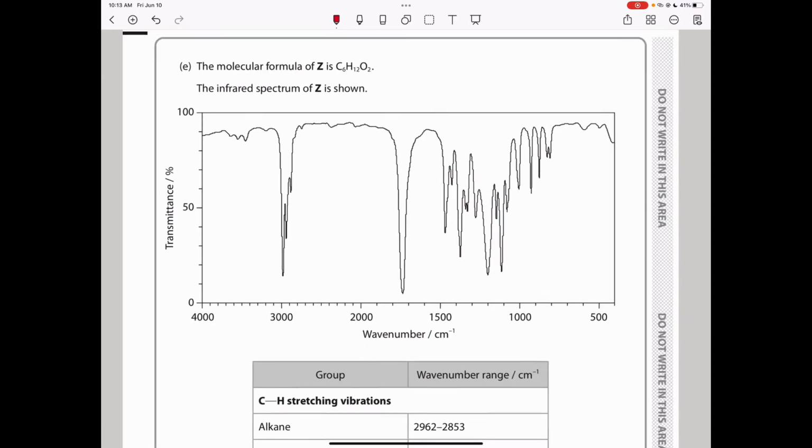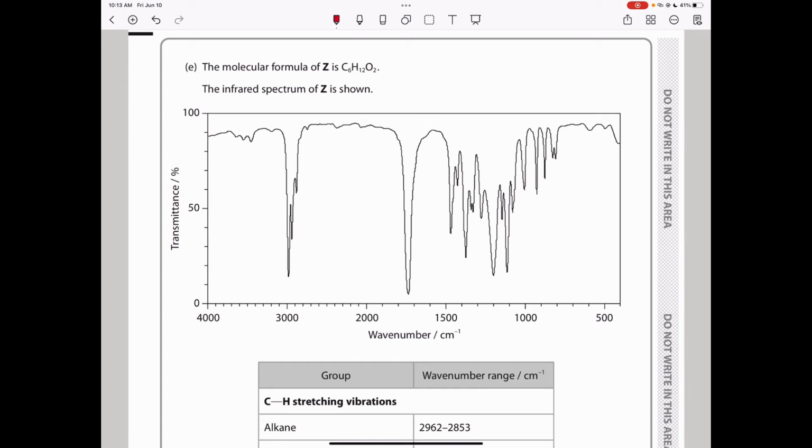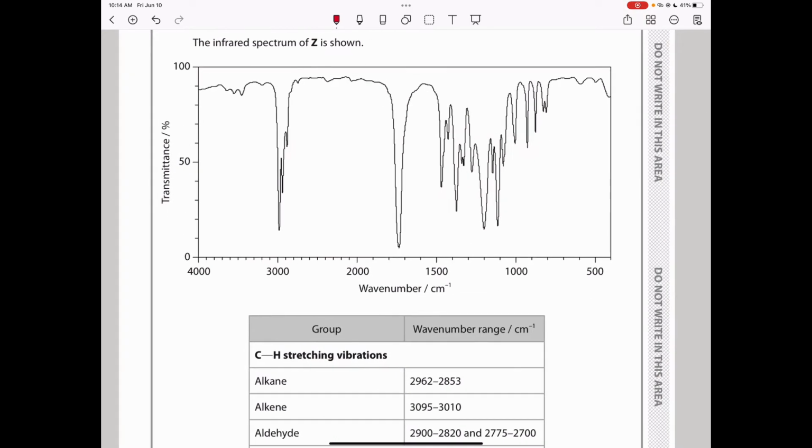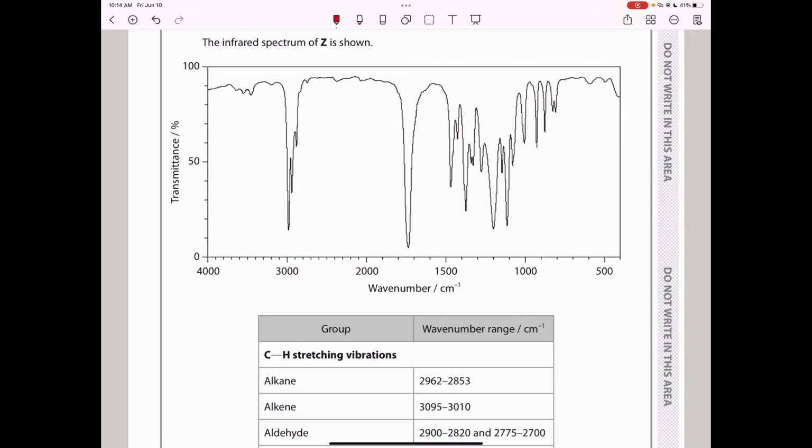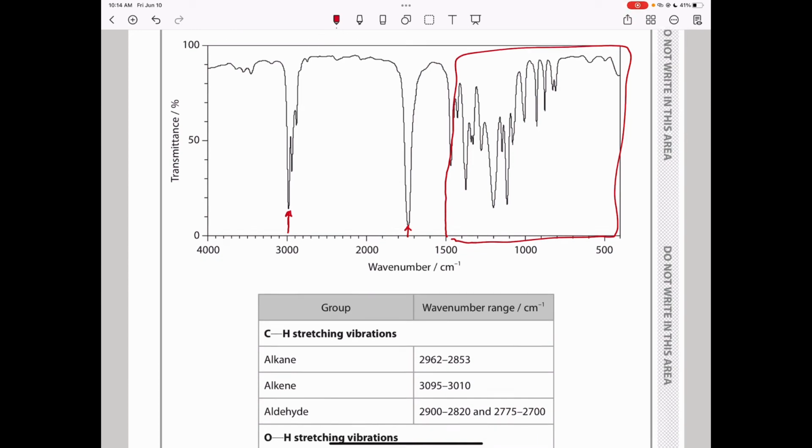The next part here, we are dealing with the last structure, which is Z. It's C6H12O2, again. They give you the infrared spectrum of Z as here. And of course, you guys know usually we ignore the other side, which is the fingerprint region. Usually after 1500, we ignore it. So we're going to focus on this peak here and that peak there, because they are standing out. So, okay, that is Z.